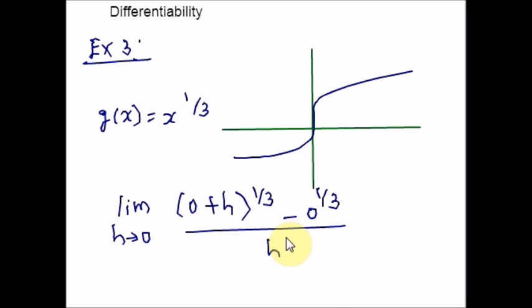Now let's simplify this. 0 plus h is h. So h raised to 1 over 3 minus 0 raised to 1 over 3. 0 raised to anything is equal to 0 itself. So the top row, the numerator, would become h raised to 1 over 3. Here you can use a law of indices. When the bases are the same, you can just subtract the exponents. So after subtracting, you will get h raised to negative 2 over 3. Am I right?